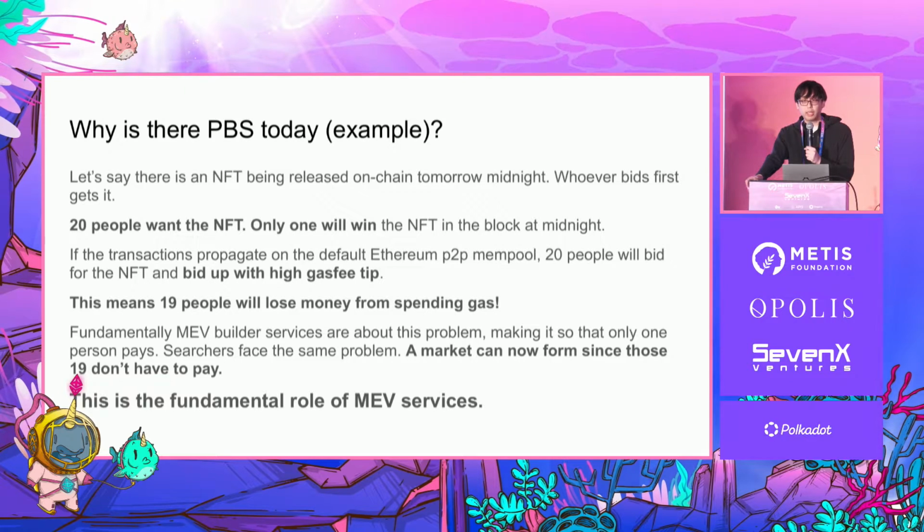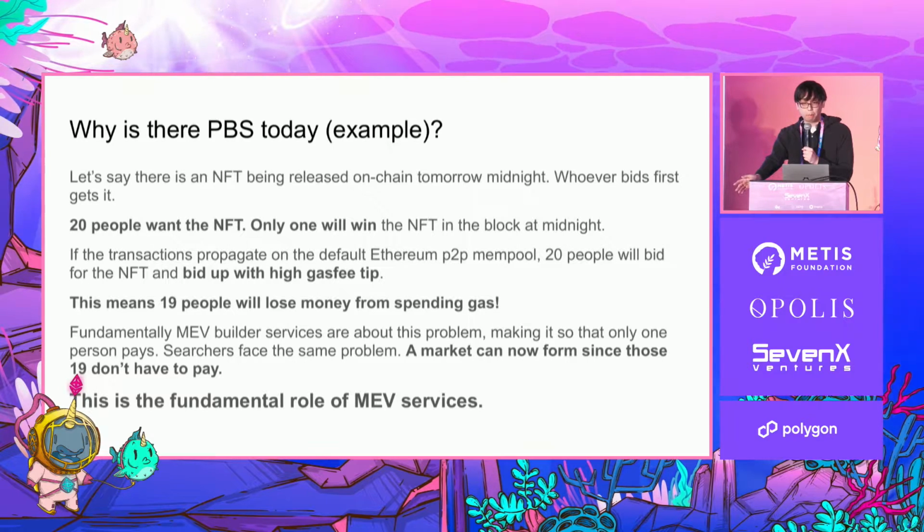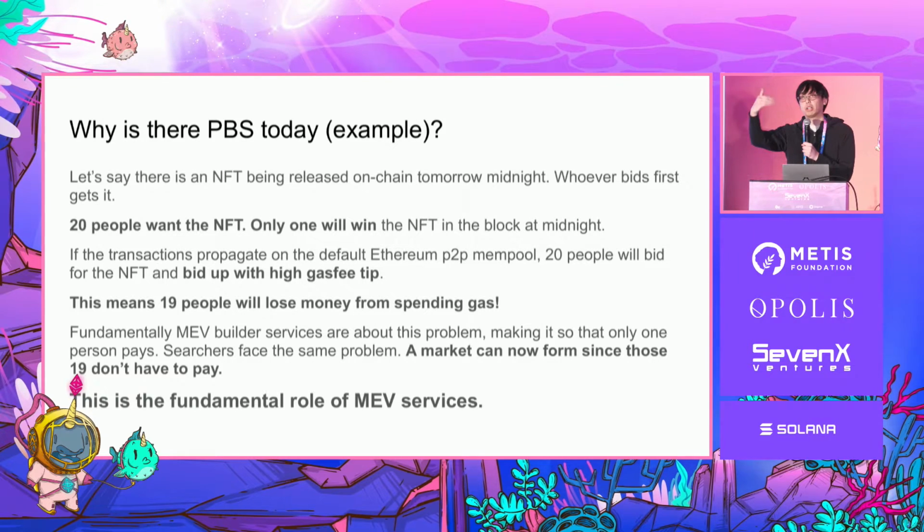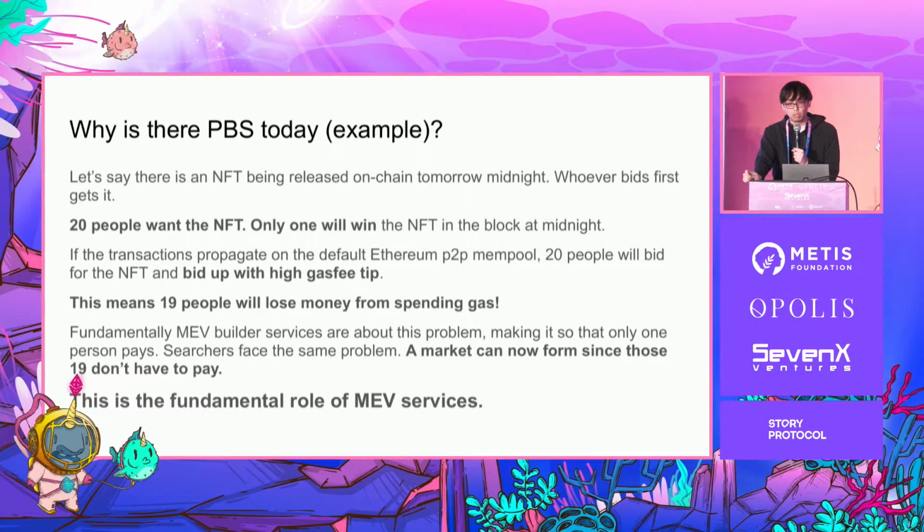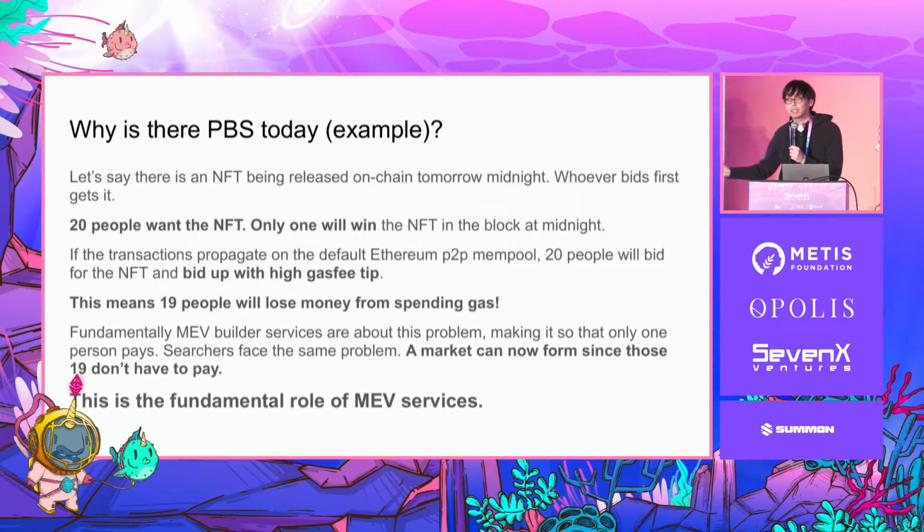So in the traditional Ethereum mempool, if you propagate this transaction and there's 20 people bidding on it, intuitively you'd be like, okay, let's put in a higher gas fee, right? Let's get this thing in before other people. However, if you do this, that means 19 other people will lose money from spending gas, right? And fundamentally, if you think about it, this is the core.